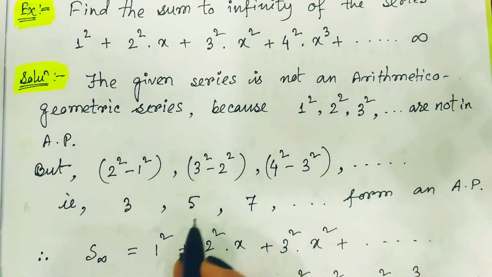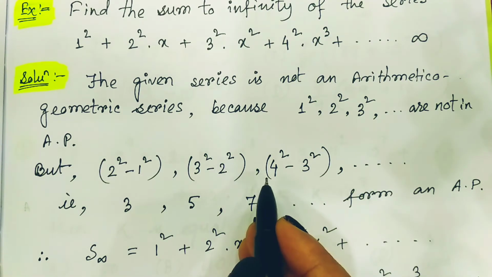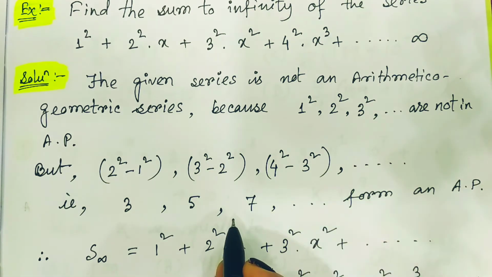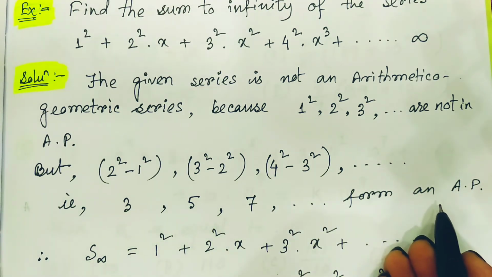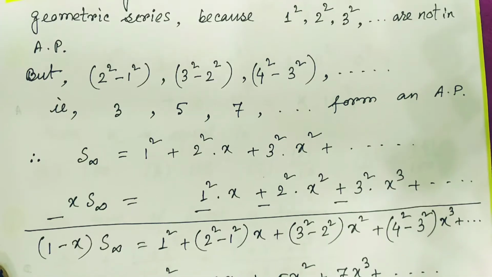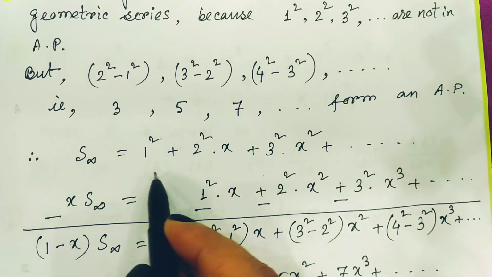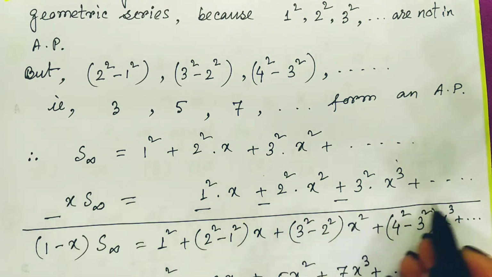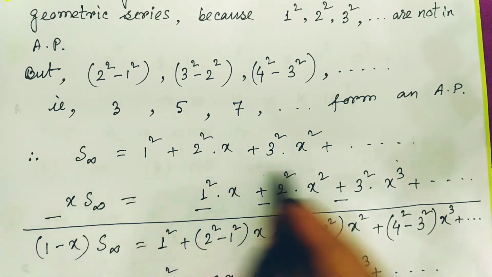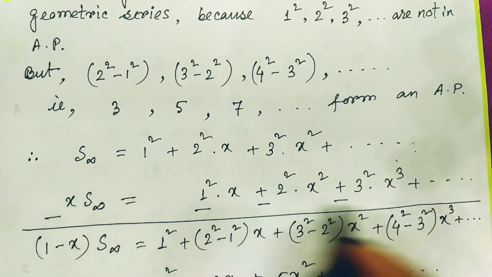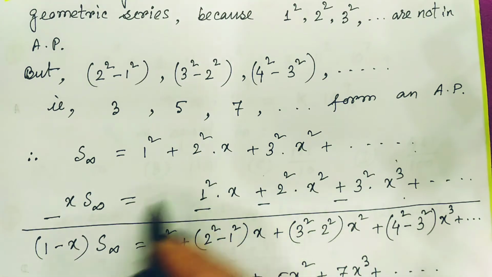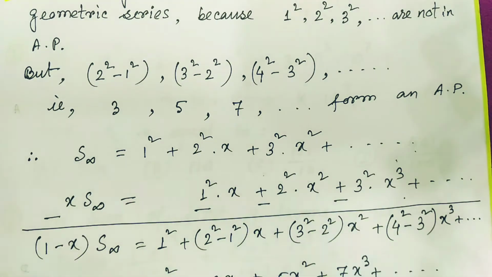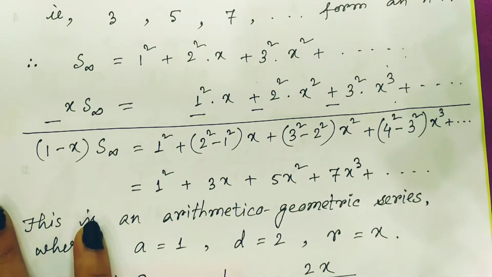Then 3 square minus 2 square, its value is 5. Then 4 square minus 3 square, its value is 7. So this 3, 5, 7 is forming an AP. So what we will do, if it is the infinite series, then S infinity is this one given. We just multiply x with this one and write it again, shifting one term, and after that we subtract.